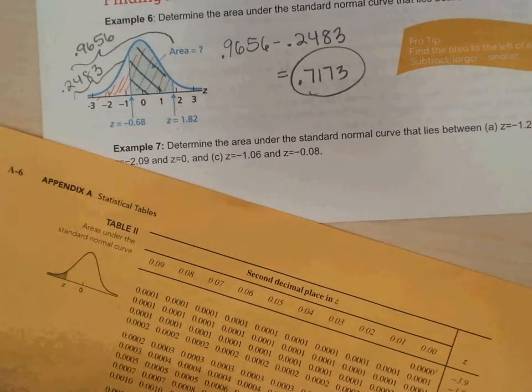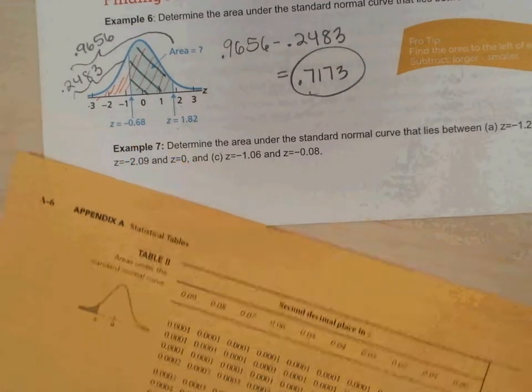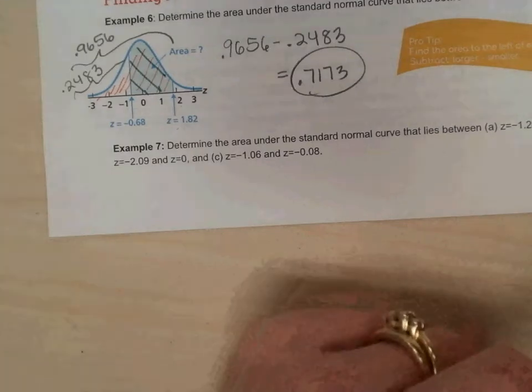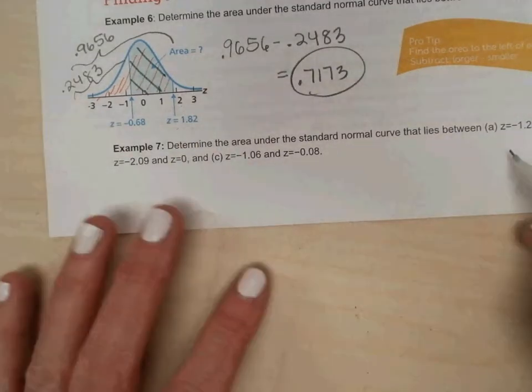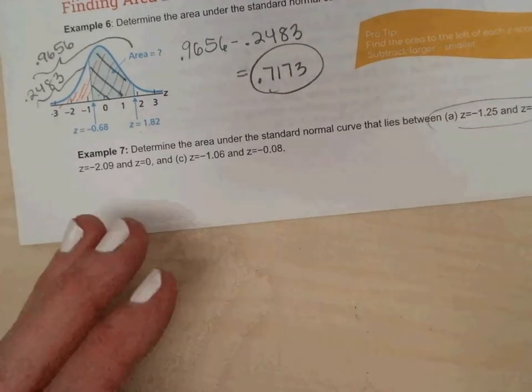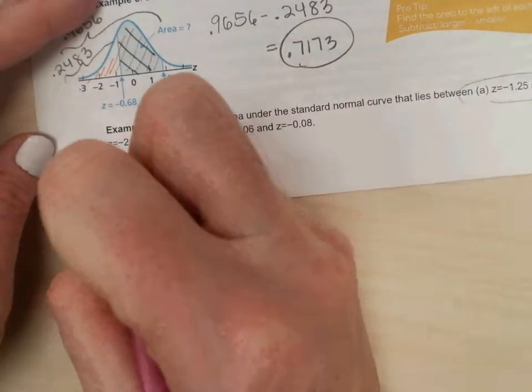So the pro tip here just says find the area to the left of each z-score, then subtract the larger minus the smaller. So we'll take a look at another example. Let's say we're talking about the area between negative 1.25 and positive 1.25.